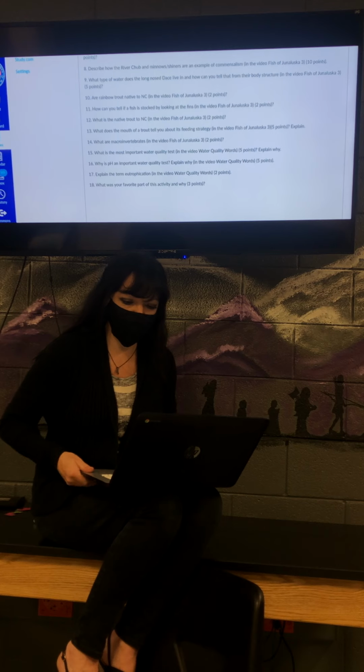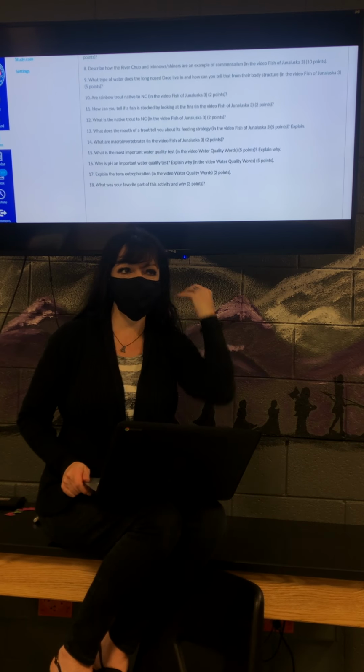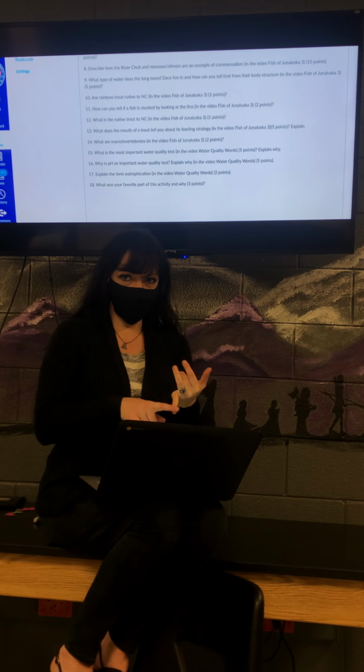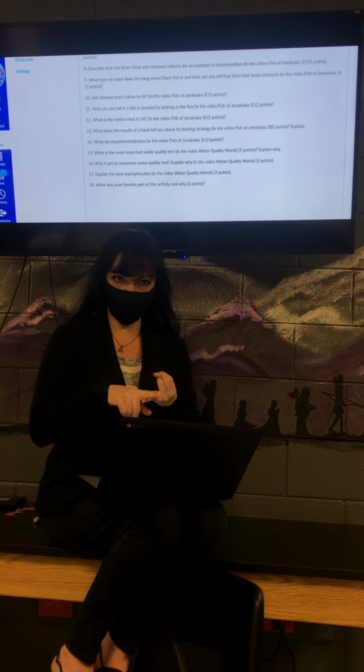So it's not like one's being harmed. They just kind of use the nest. So commensalism is a type of symbiosis, and symbiosis just means that you live together. So you have parasitism, commensalism, and mutualism. Parasitism is a parasite, so one is harmed and one benefits. The parasite benefits and it harms the host.